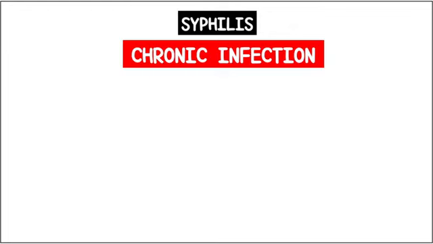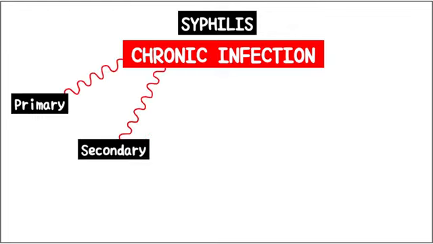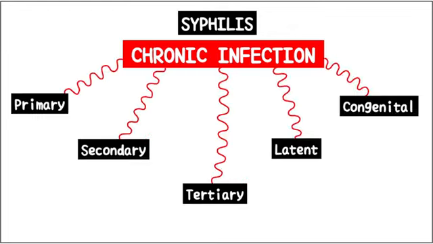It is divided into primary, secondary, tertiary, latent, and congenital syphilis, each of which have different features and clinical manifestations.